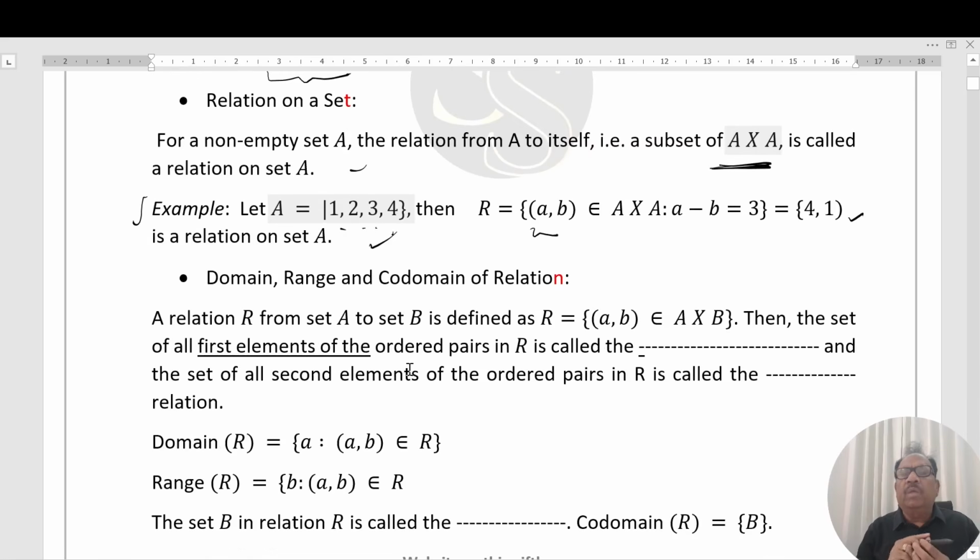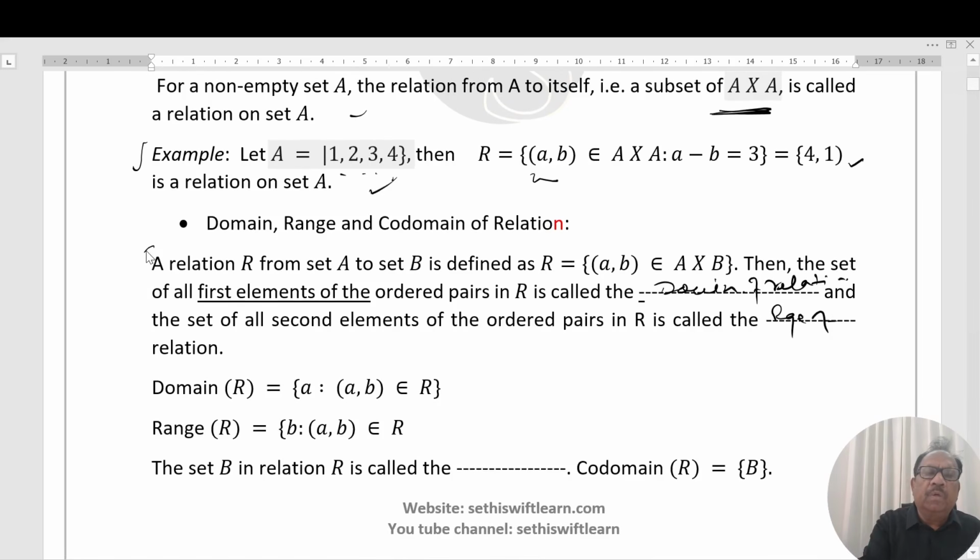What is range? And codomain? The relation from set A to set B is defined as (a, b) belonging to A cross B. The set of first elements of the ordered pairs in R is called the domain, and the set of second elements is called the range of the relation, right? This is also already discussed in the Class 11 session. You can go through that session also.